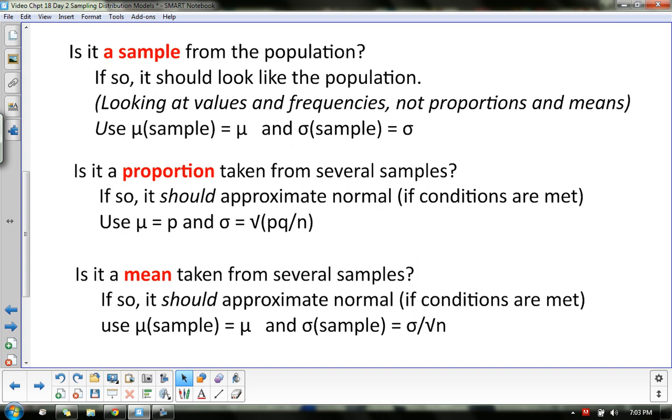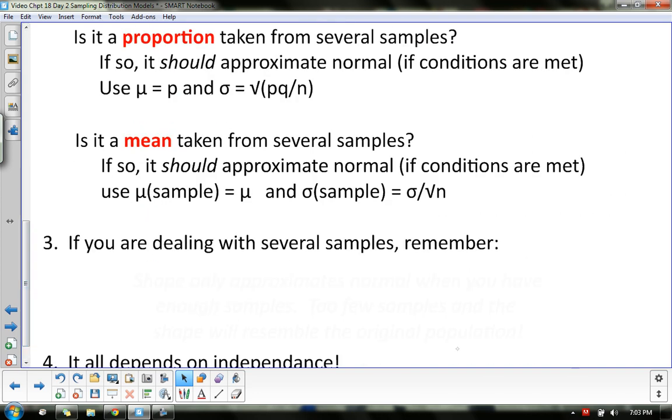And if it is a mean, well, very similar. It's going to be centered at the population mean. And the standard deviation of your sample will be the standard deviation of your population divided by the square root of your sample size. Whew, lots of stuff here.